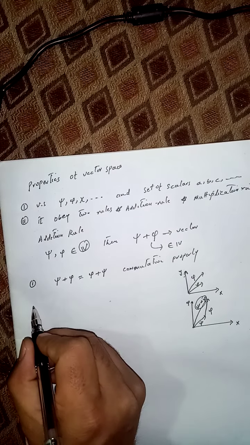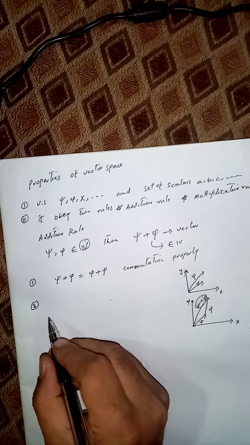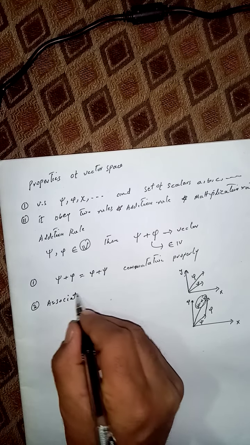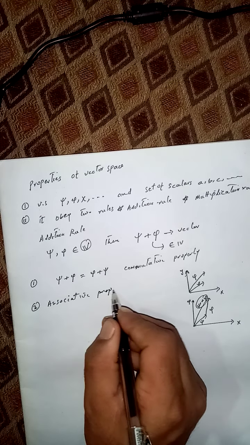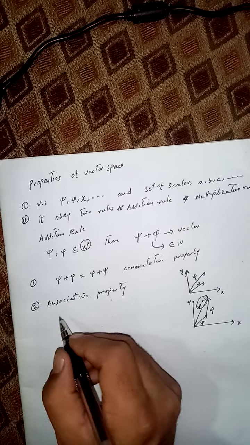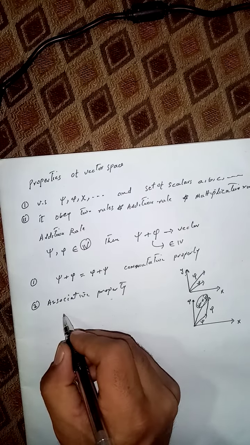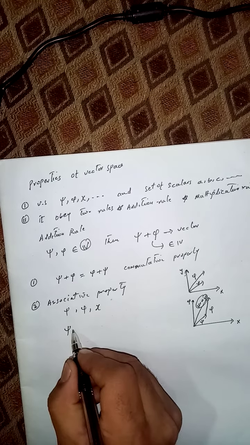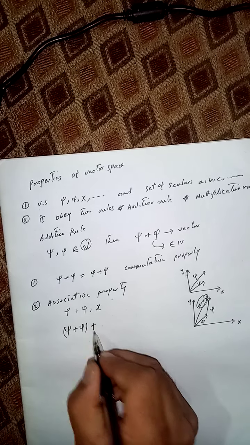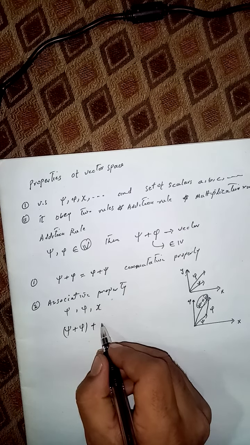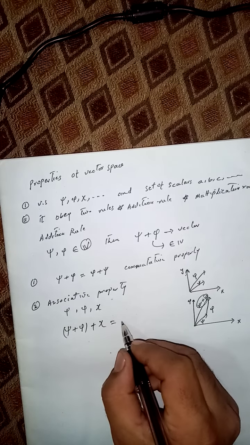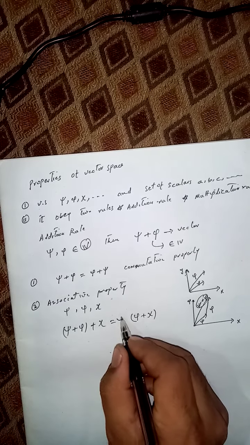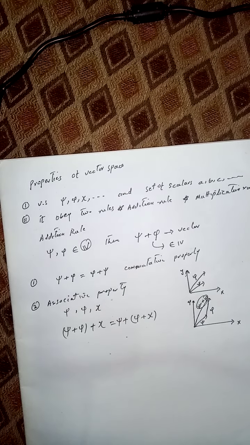The second property is the associative property. What does it tell us? It tells us that if we have three vectors psi, phi and chi, and I add psi with phi first and then add the sum with chi, or if I add phi with chi and then add it with psi, the result will be the same.